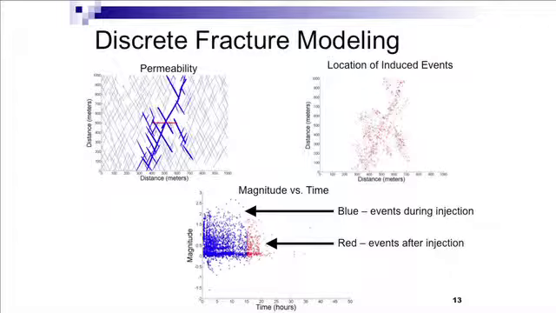Also, trying to optimize your flow rate, things like that. And so you can also predict the locations of seismic events, or you might go backwards and have the locations of seismic events and use that to constrain your model, and then predict magnitudes versus time. So I have two movies I'm going to show.